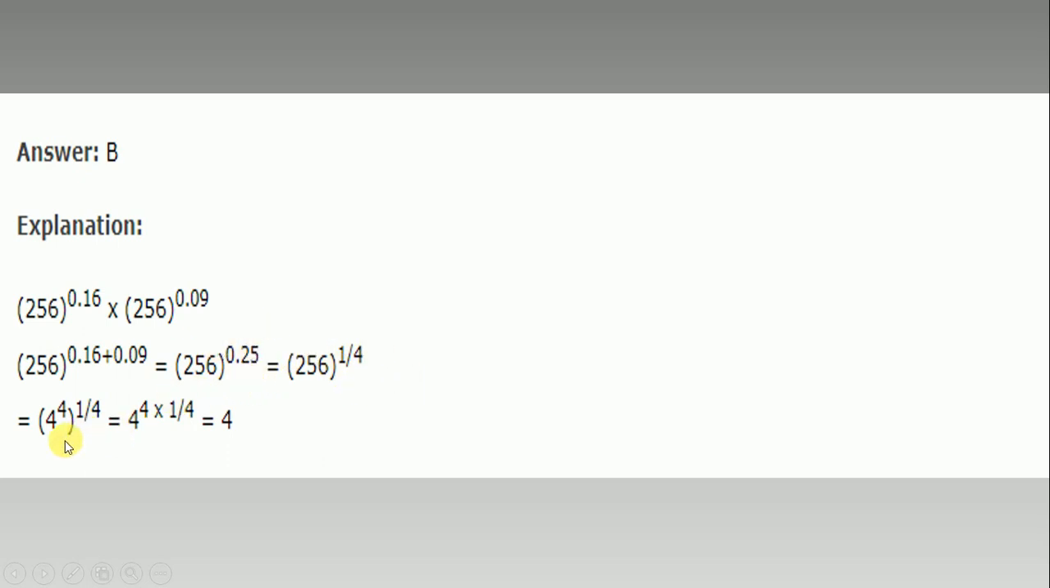So 4 raised to power 4, raised to power 1 by 4. So 4 raised to power 4 into 1 by 4. Because in a case like this, if a raised to power b raised to power c, then we will get a raised to power b into c. So here we are simply multiplying both powers, 4 into 1 by 4. So we will get our answer, simply 4.